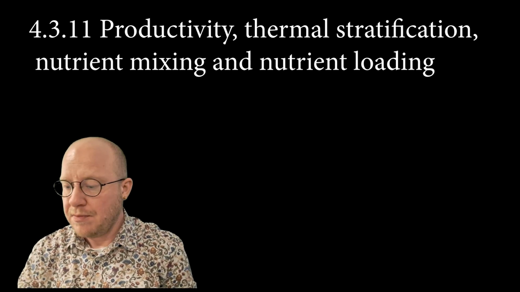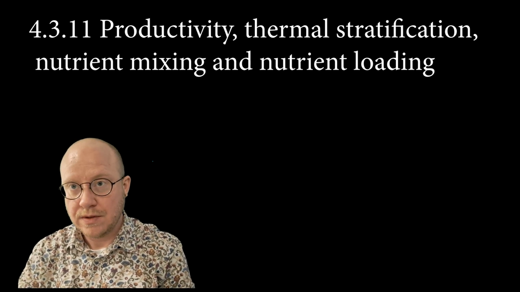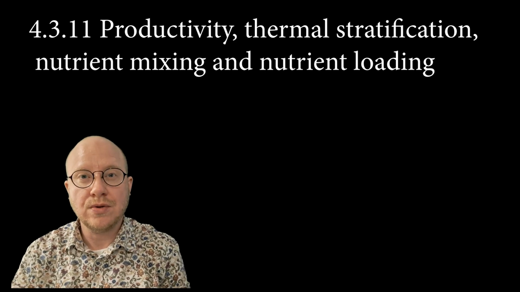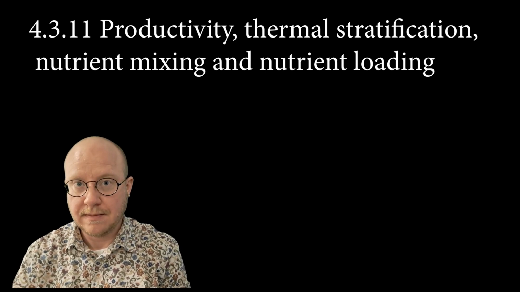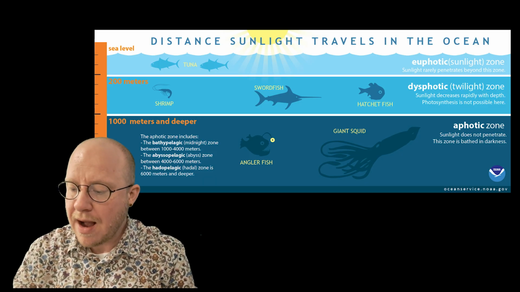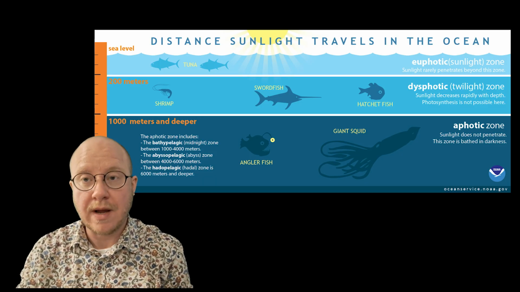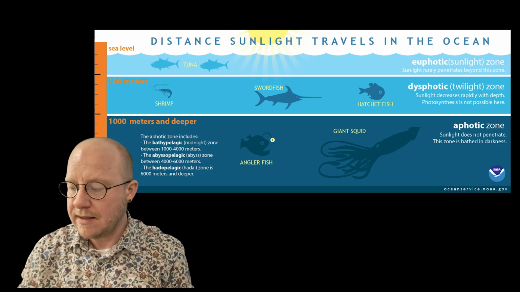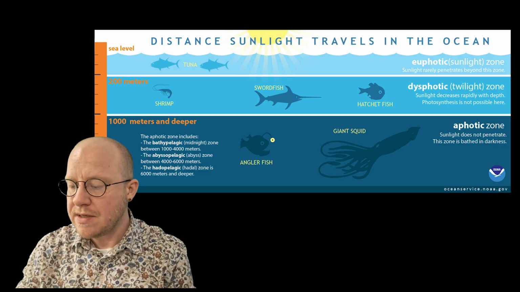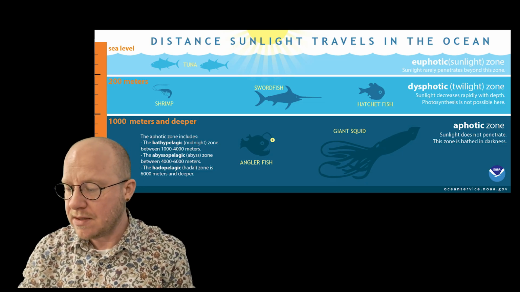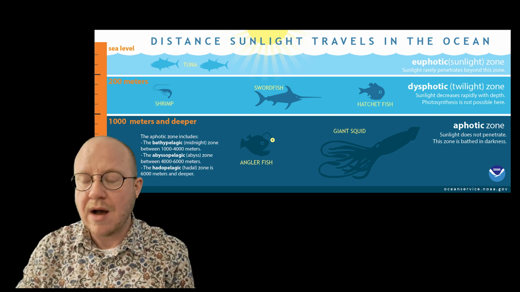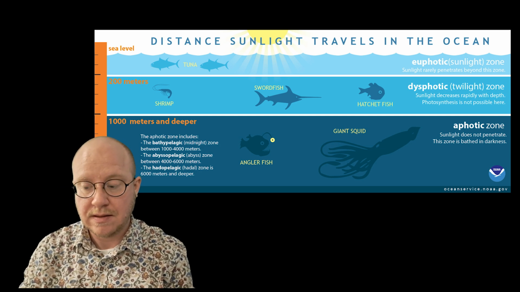4.3.11. Productivity, thermal stratification, nutrient mixing, and nutrient loading. Rates of productivity are higher in shallow areas where sunlight can penetrate to the seabed, and in areas where there are more nutrients, such as estuaries, and where there are upwelling currents.